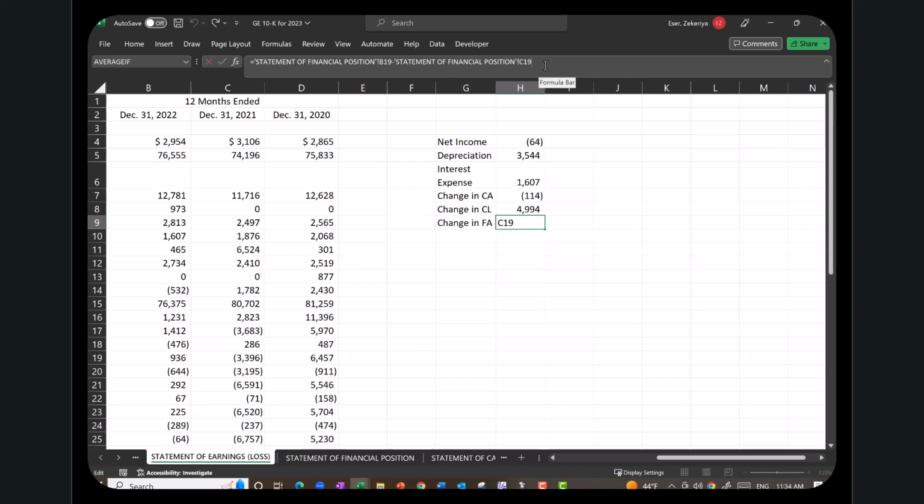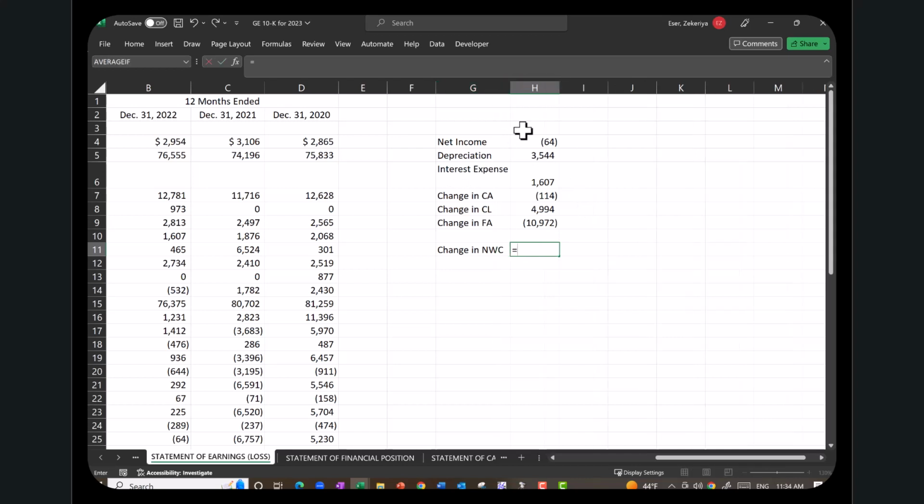From change in total assets, I'm going to deduct change in current assets. That means fixed assets change by that much. All right. So change in net working capital is change in current assets minus change in current liabilities.